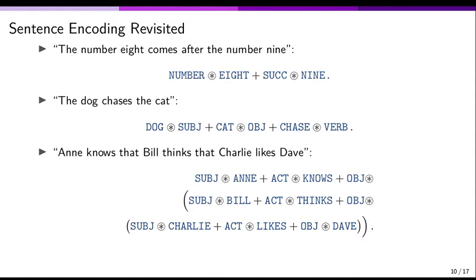Since this binding operation doesn't make the vector any bigger, I can also do things like Anne knows that Bill thinks that Charlie likes Dave, chaining things and going deeper and deeper with parentheses. How do we know it's safe to think about that as a representation? Maybe we're just doing some math and you end up with a final vector, but can you do anything with that final vector?